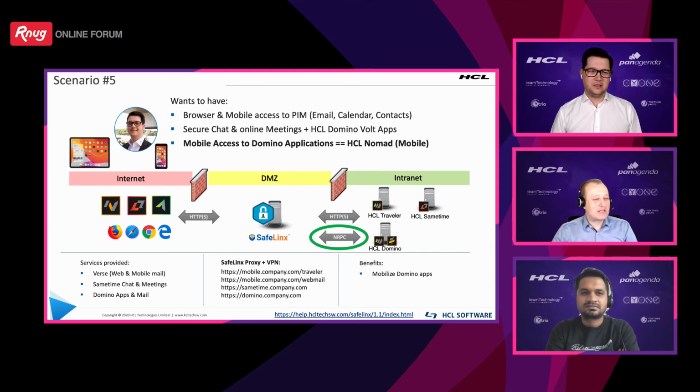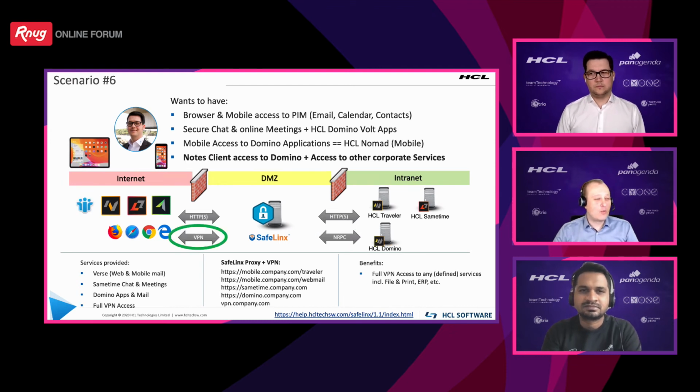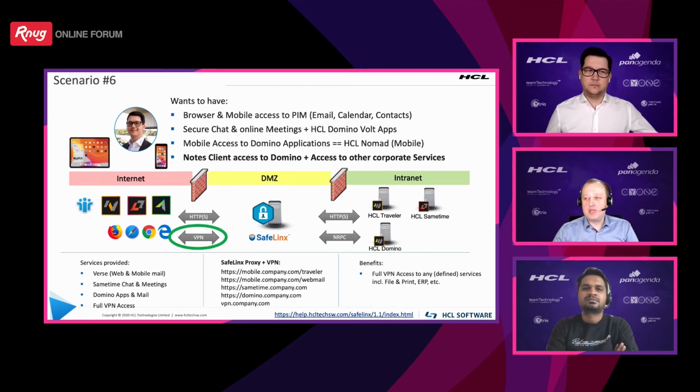You got me. It seems like we have to enable another function of the HCL Safelinx server, which finally is the full VPN capability of Safelinx. VPN means that you have to install a VPN client on your machine, which will then open up a communication tunnel, a secure tunnel back into the intranet. So your computer technically is behaving as it would be on the corporate network. And that will give you full access to all the defined services.